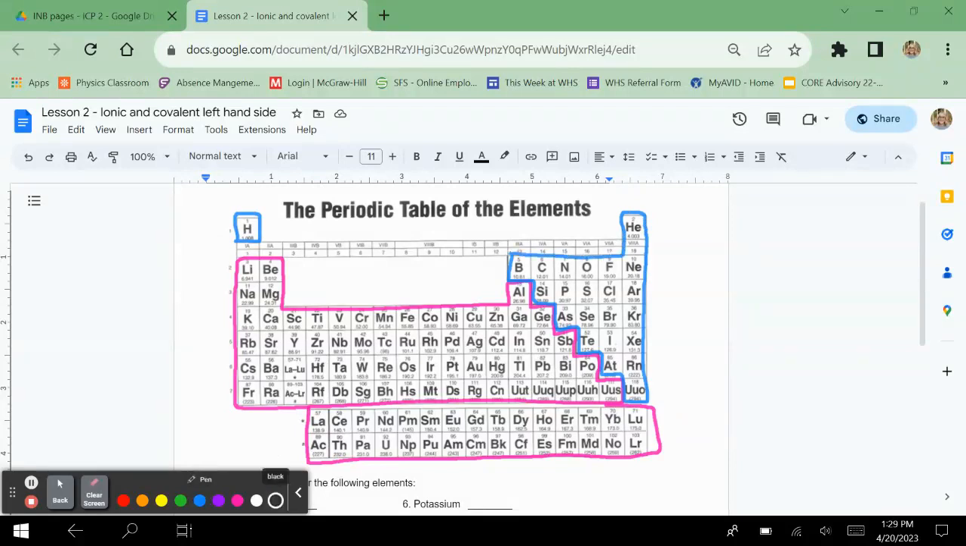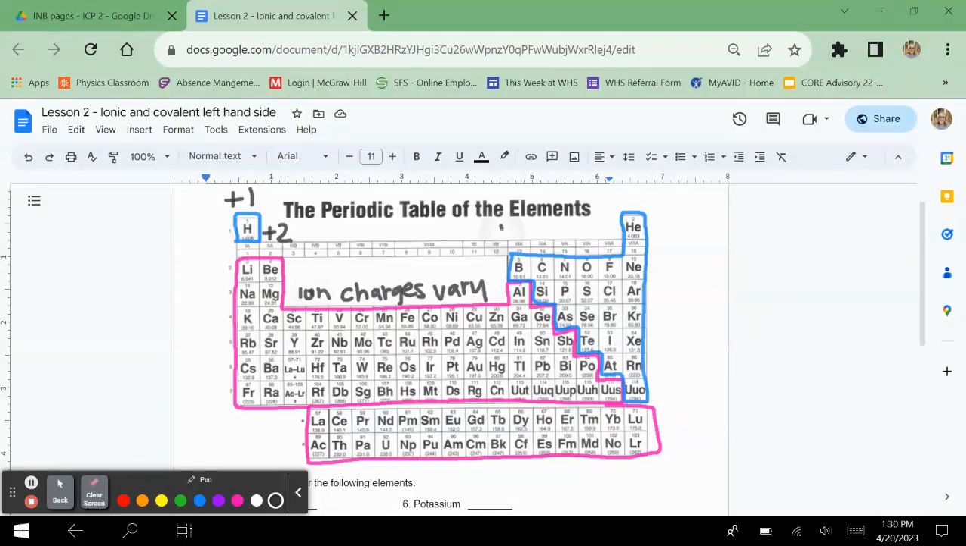The second step is you're going to write the ion charges above each group on the periodic table. So group 1 has a +1 charge. Group 2 has a +2 charge. Remember, the ion charges vary for our transition metals, so we don't need to write anything on those.